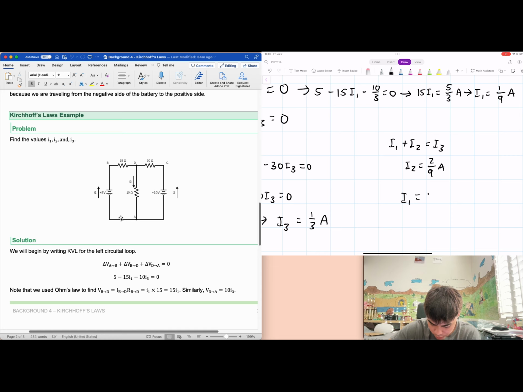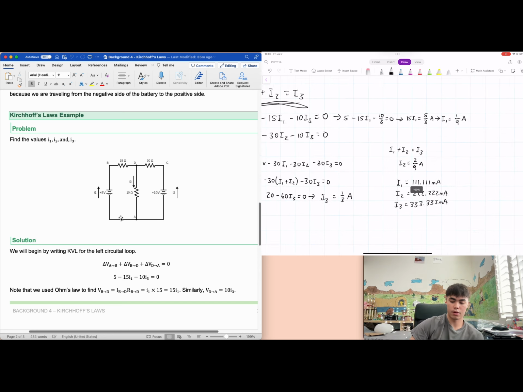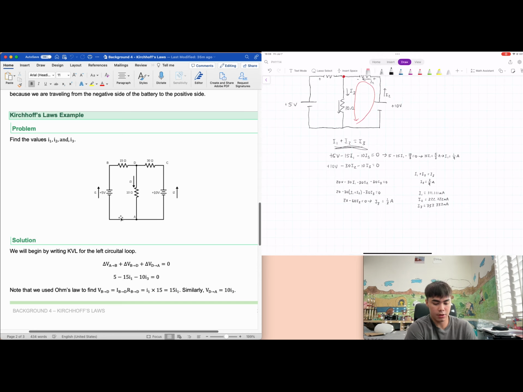This leaves us with I1 equals 1.111 milliamps, I2 equals 222.222 milliamps, I3 equals 333.333 milliamps. And that's how you solve this.